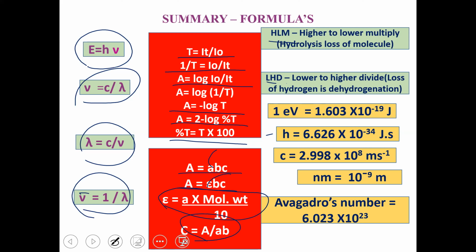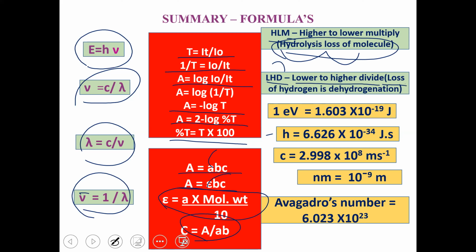Always remember this quote: when you want to convert higher to lower, you have to multiply. Higher to lower, multiply. Hydrolysis is loss of molecule, HLM. Higher to lower is multiply. Hydrolysis is loss of molecule, you all can agree. And lower to higher, you have to divide. Lower to higher, it is division.